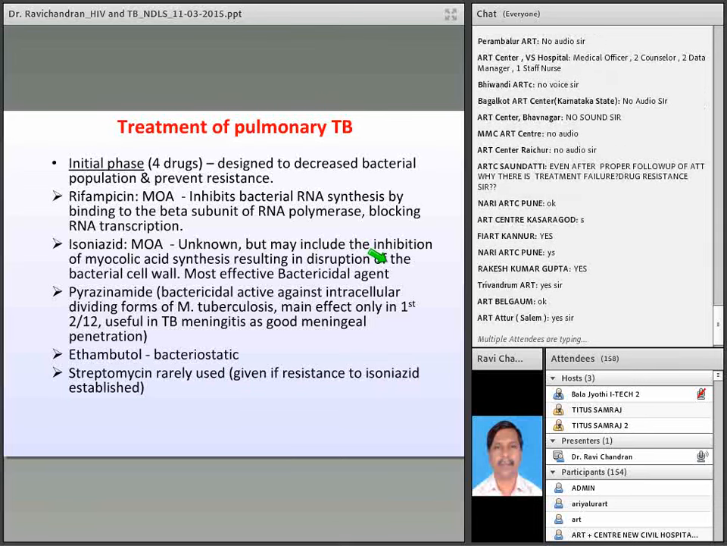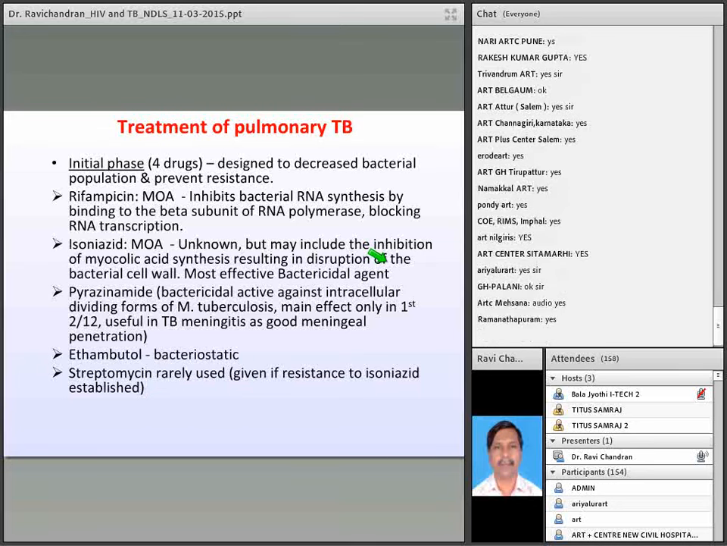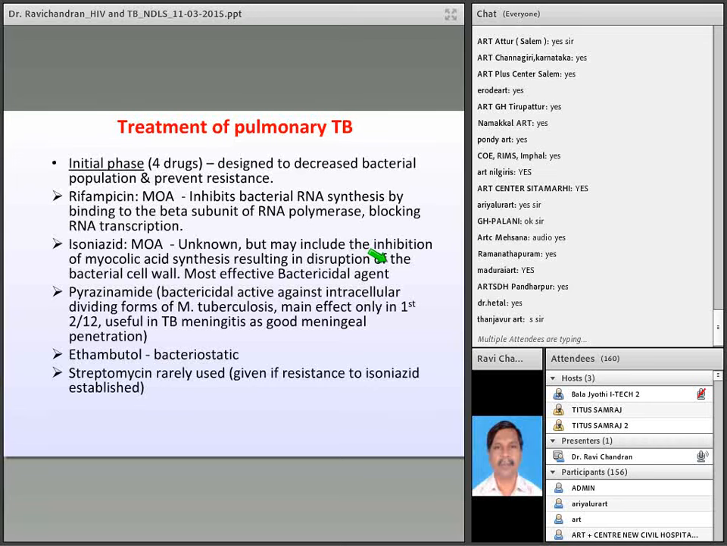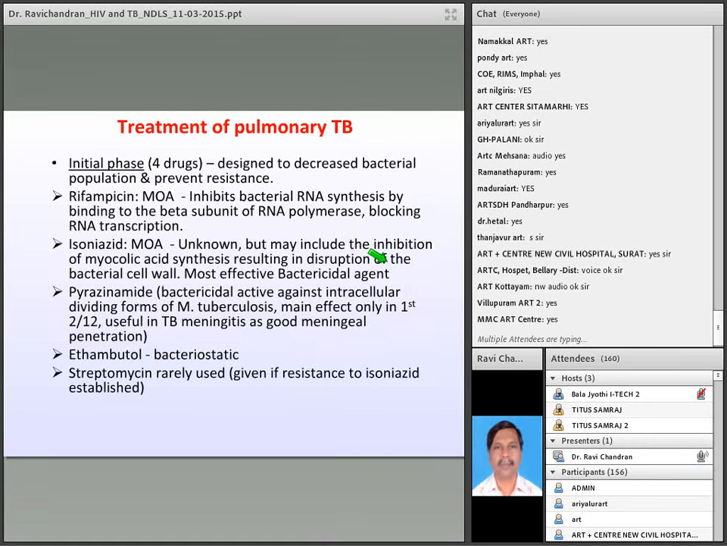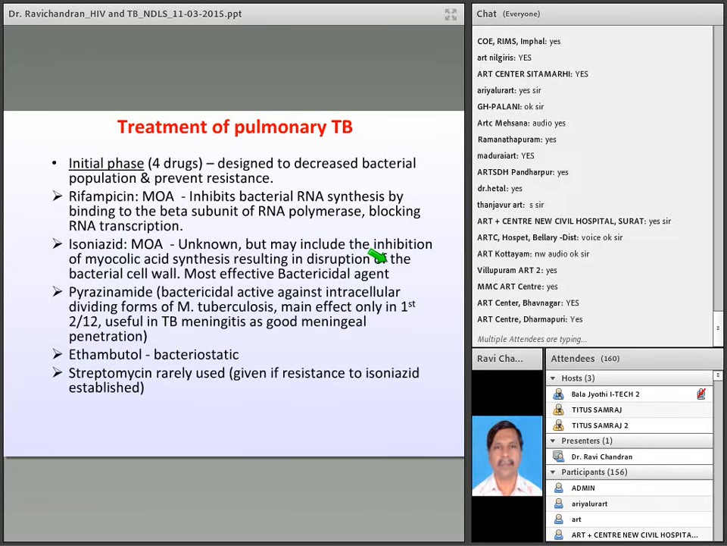And isoniazid, the mechanism of action is not well known, but it is believed it inhibits the mycolic acid synthesis, resulting in disruption of the bacterial cell wall. And this is the most effective bactericidal agent, and this drug is involved almost in all the regimes.